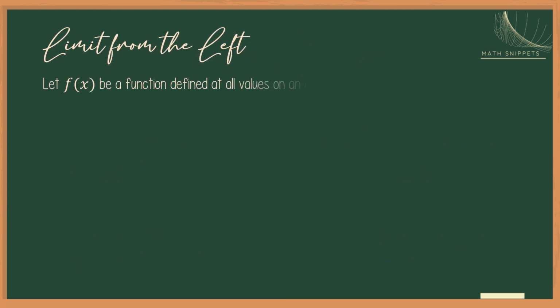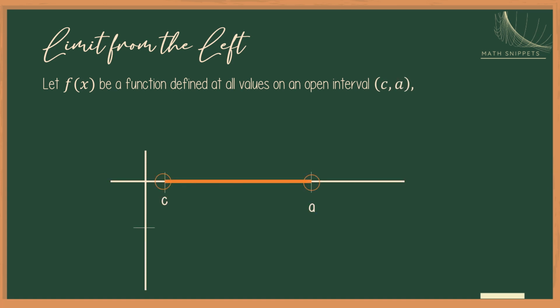If we have f of x, a function defined at all values in an open interval (c, a). So let's look at the open interval. You have the left endpoint at c and the right endpoint at a. So all points in between c and a are points in the interval. Now, suppose this is the graph of our function. We can see that the function is defined at all points in the interval.